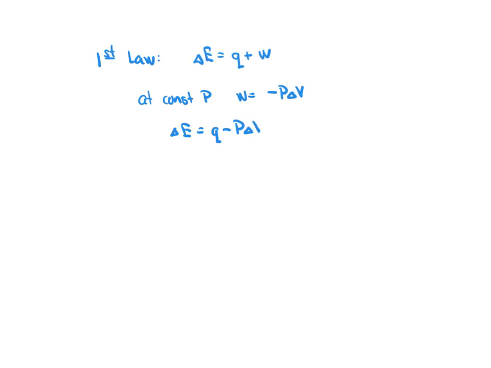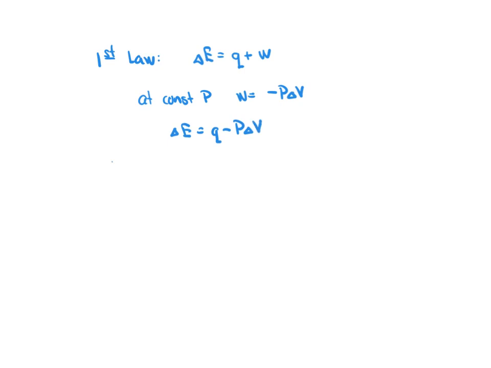So let's see how this works. Let's start from the first law of thermodynamics. So we know that the change in energy, internal energy, is Q plus W. And at constant pressure, we can represent W with minus P delta V. So delta E is equal to Q minus P delta V.